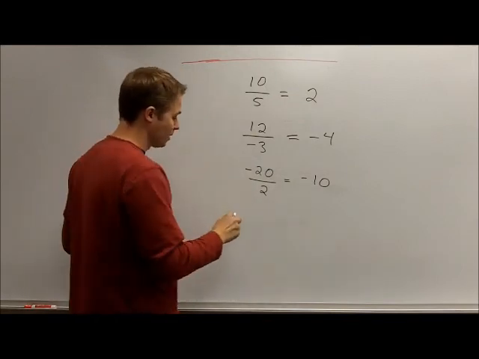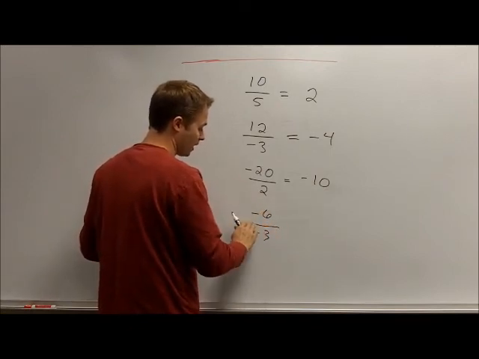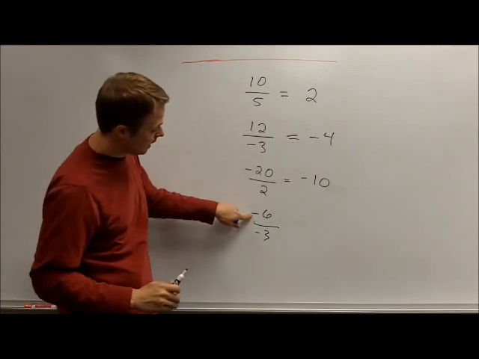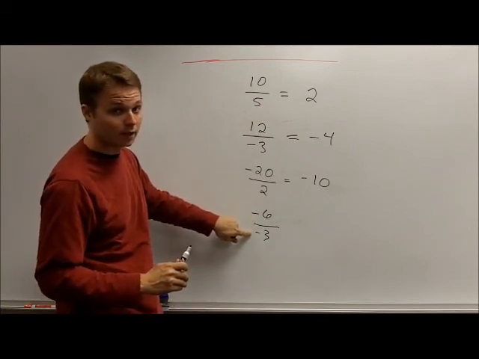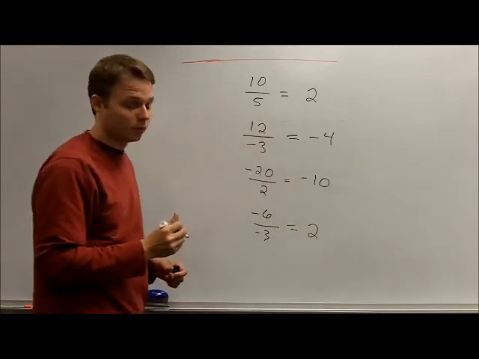However, what if both of the signs are the same? So for example, negative 6 divided by negative 3. In this case, I have a negative divided by a negative. Both of the signs are the same. This will come out to be a positive 2.